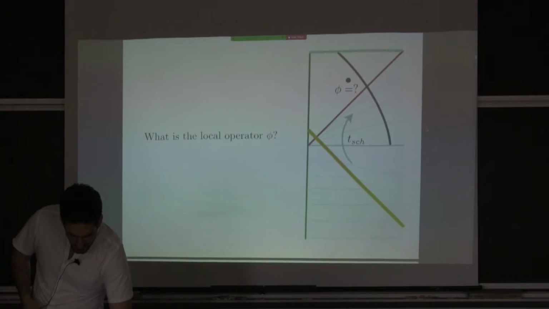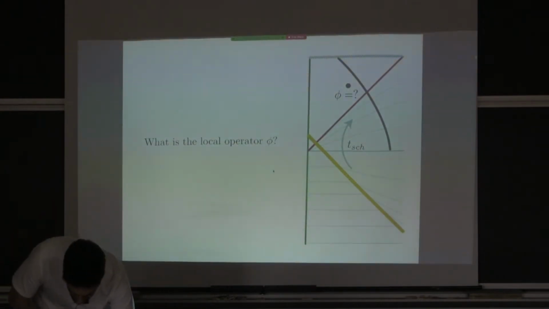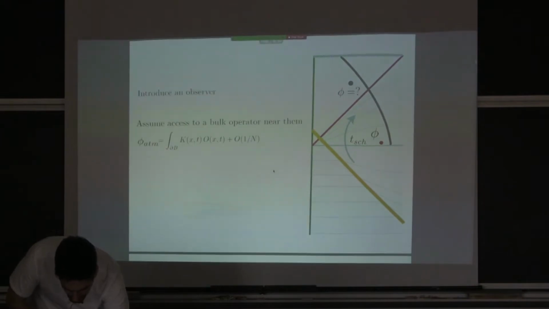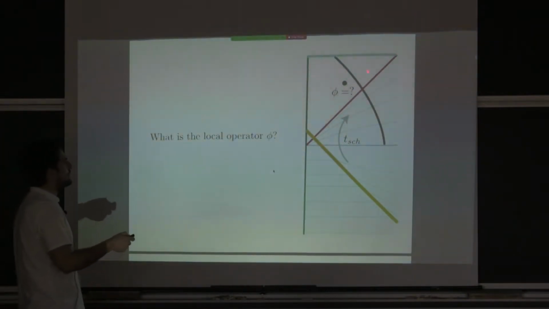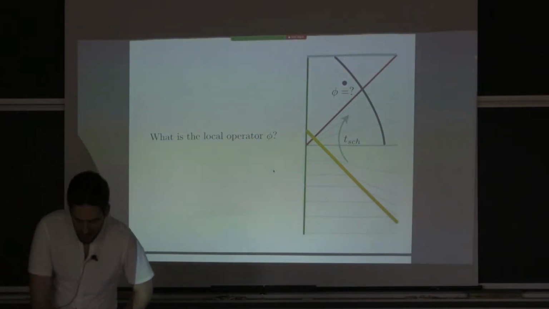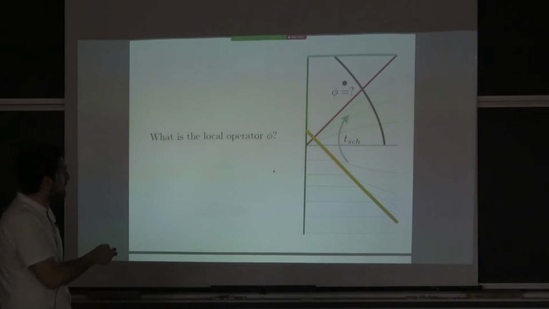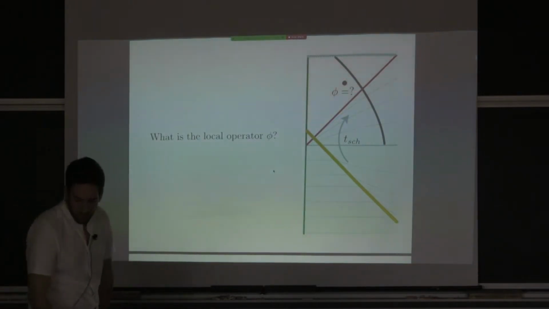So roughly speaking, the question is, for some reason, I don't like the way this moves. Okay, that's better. So the concrete question is, can we define from CFT principles a local observable inside the black hole? The type of observable that the infalling observer would be able to couple their devices to and measure.